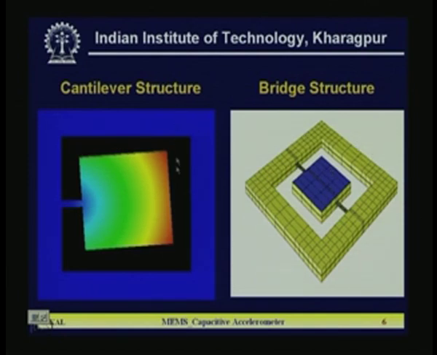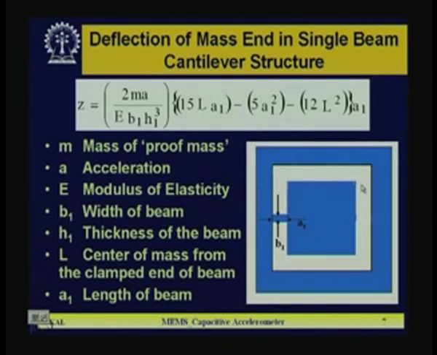Okay. Now, there are some advantages and disadvantages of both the structures, and we will see which structure is better in all respects, meaning performance, technology, fabrication. So, cantilever structure and bridge structure, if you compare, then first let us concentrate on the cantilever structure, where I am going to use a single flexure beam. The whole seismic mass is held with a single flexure beam.